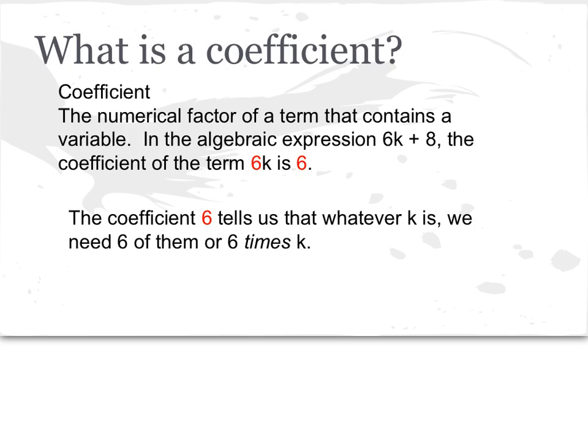What is a coefficient? A coefficient is the numerical factor of a term that contains a variable. In the algebraic expression 6k plus 8, the coefficient of the term 6k is the number 6. The coefficient 6 tells us that whatever k is, we need 6 of them, or 6 times k, where 6 and k are factors of a product.